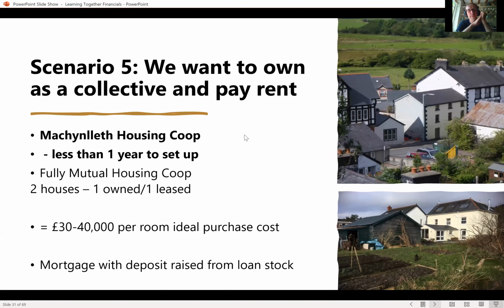So yeah, quite common scenario. We want to own as a collective and pay rent. So this effectively is the individuals are not having any part of the ownership, but they do have a say in how the co-op runs. The actual legal ownership of the property is held with a legal identity, which in this case is a housing co-op.